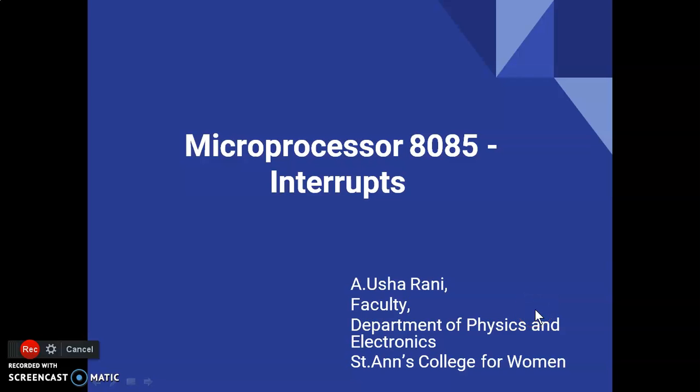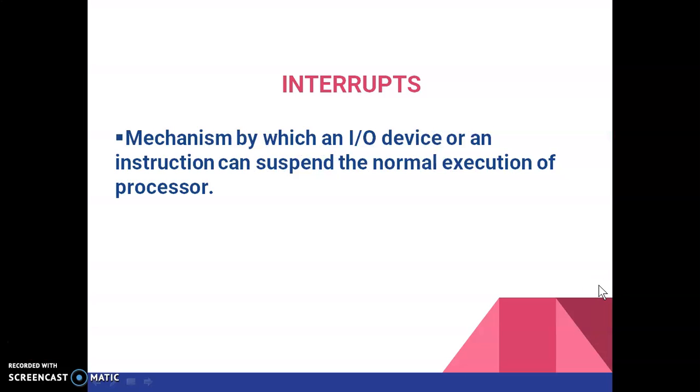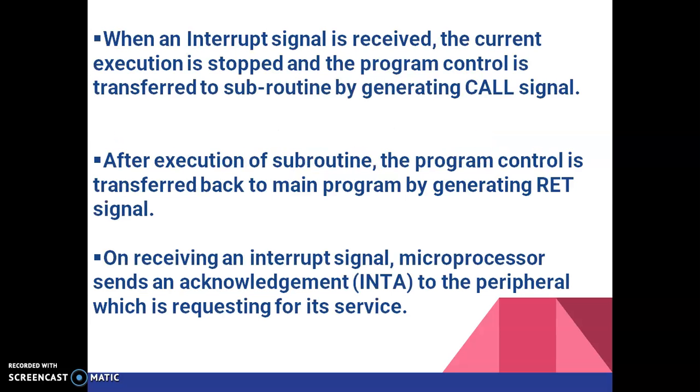In this video, we will see about different interrupts in microprocessor 8085. What is an interrupt? It is a mechanism in which an input-output device or an instruction can suspend the normal execution of a microprocessor. Whenever any interrupt signal is received, the normal execution of the microprocessor is stopped and the control of the program is transferred to a function which we generally call a subroutine in the microprocessor.